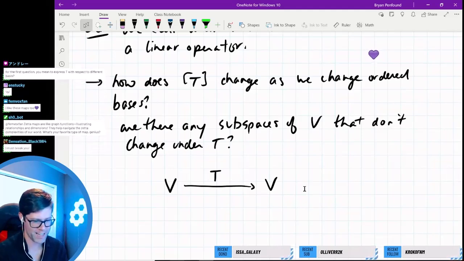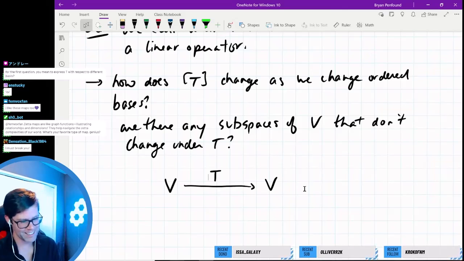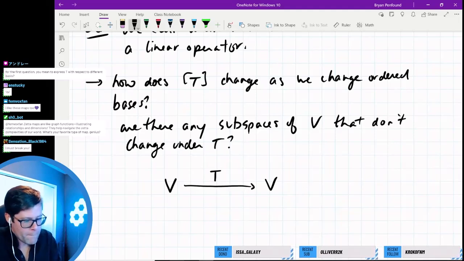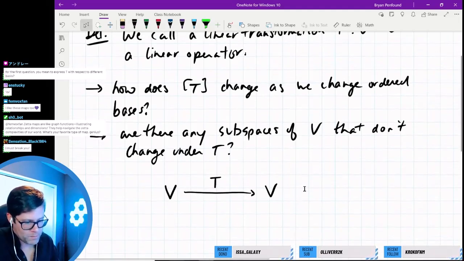Zeta maps are like graph functions illustrating relationships and dimensions. They help navigate the zeta complexities of our world. What's your favorite type of map? Genius.